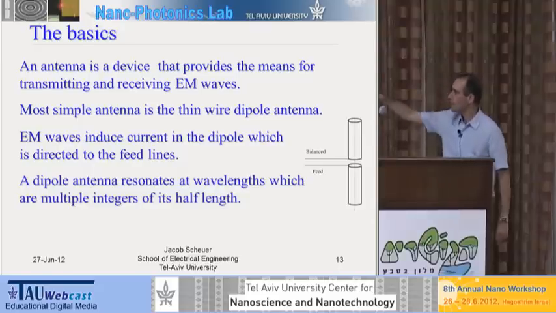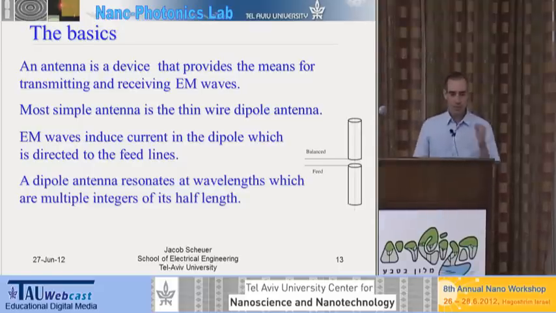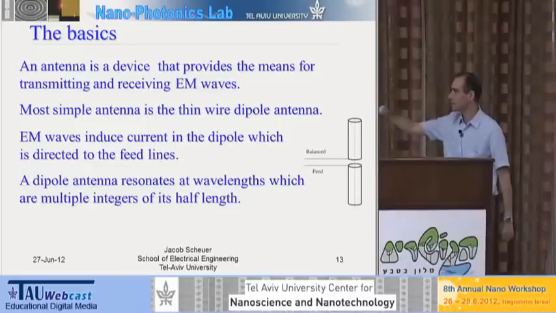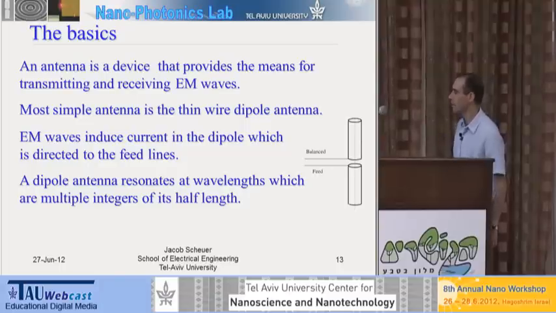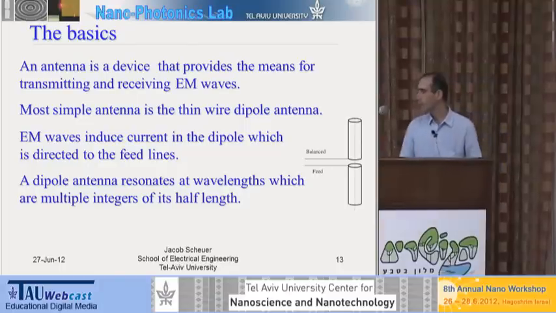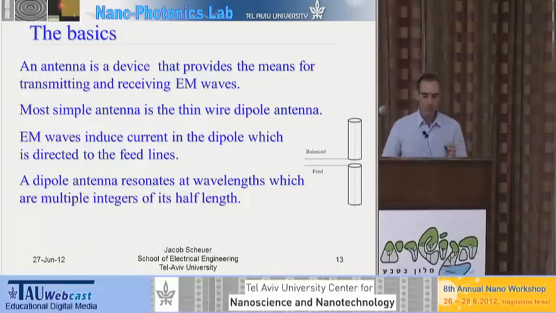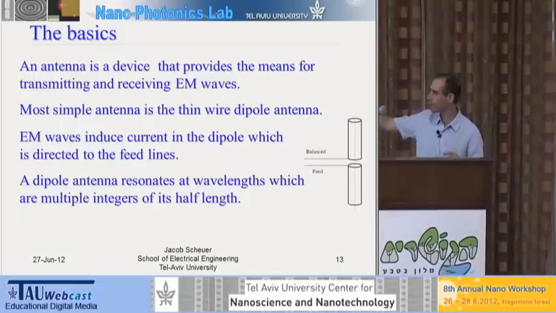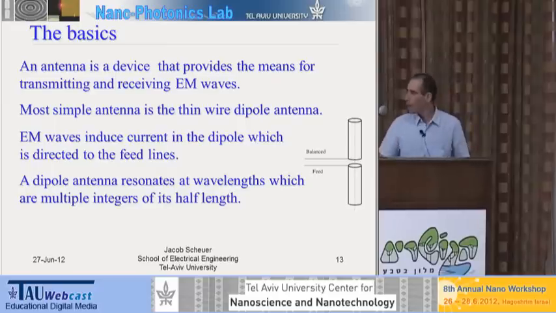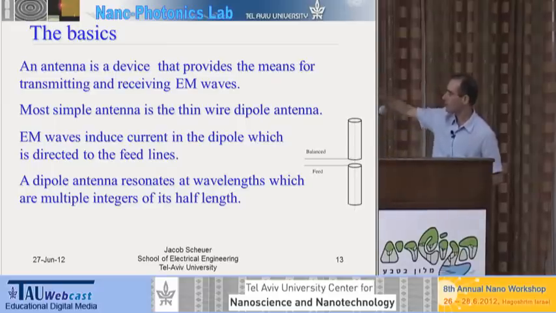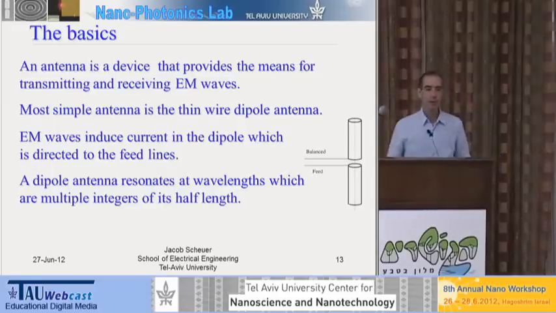Now, the antenna has resonance frequencies, like the nanoparticles, specifically in RF, radio frequency, and for low-frequency, perfectly metallic antennas. The wavelength at which this whole structure resonates has to be an integer multiple of the length of the wire. Now, the radiation from this little thing over here is not uniform.